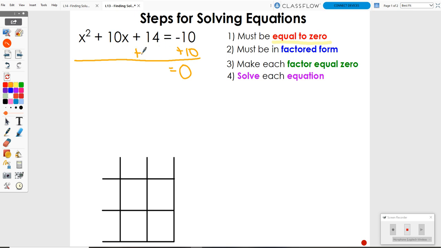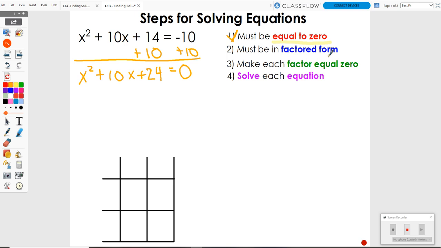And where I'm going to do that is with my number. We add numbers to numbers. Those are like terms. I can't add a 10 to an x squared. I can't add a 10 to a 10x because I don't have the variables. So I add the 10 to the number. That's going to leave me with x squared plus 10x plus 24. Okay, so now I have an equation that equals 0 because it says equals 0.